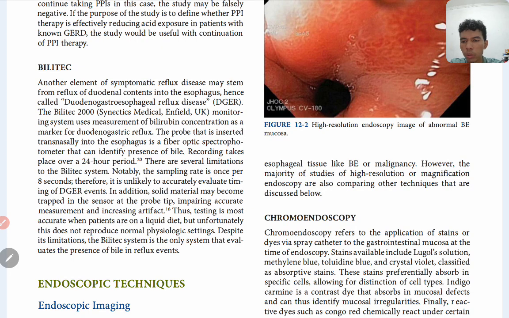There are several limitations to the Bilitec system. Notably, the sampling rate is once per 8 seconds. Therefore, it is unlikely to accurately evaluate the timing of DGER in a patient. In addition, solid material may become trapped in the sensor at the probe tip, impairing accurate measurement and increasing artifact. Thus, testing is most accurate when patients are on a liquid diet, but unfortunately, this doesn't reproduce normal physiologic settings. Despite its limitations, the Bilitec system is the only system that evaluates the presence of bile in reflux events.